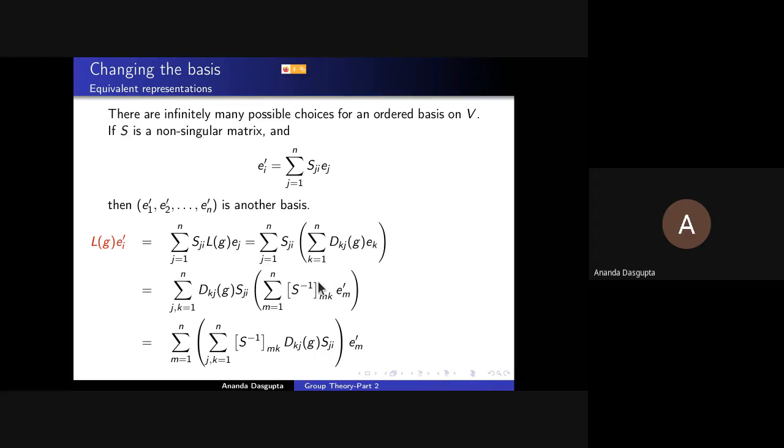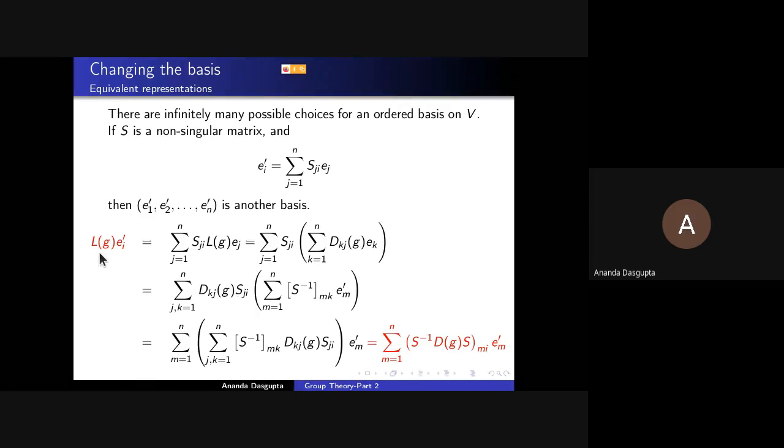Now, you must have realized that I've changed the order in between. I've moved the DKJG before the SJI, and I've also moved the S inverse MK to the front here. But that's easy to understand, right? All we are doing here is noticing that we are putting the column index of the matrix in front here and the row index, you're matching them, which is exactly how you do matrix multiplication. So this thing in the bracket here ultimately is the Mth element of what? The Mth element of the product matrix S inverse DGS.